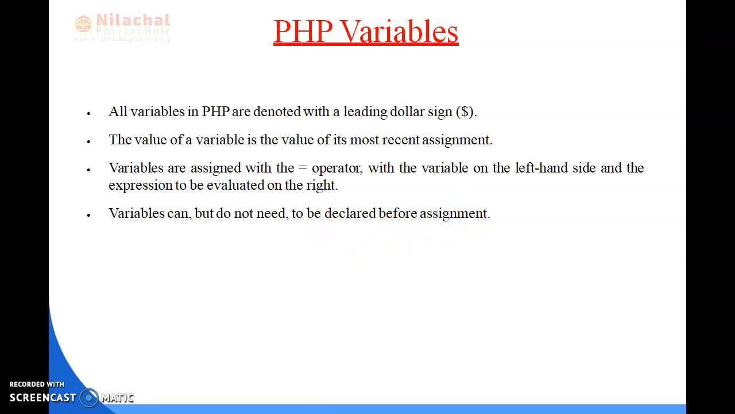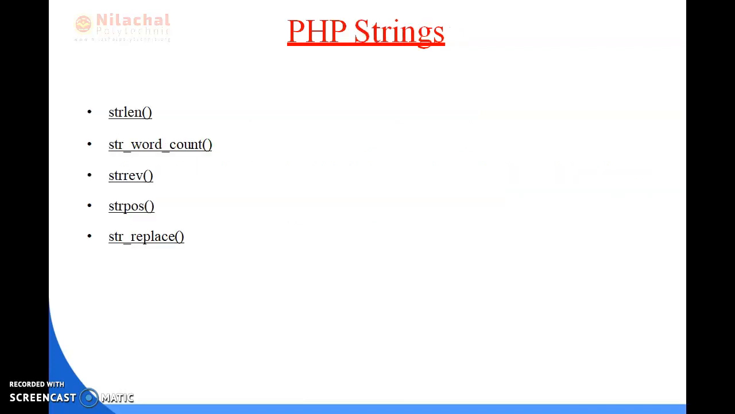A variable name must start with a letter or the underscore character. A variable cannot start with a number in PHP. A variable name can only contain alphanumeric characters and underscores. So these are all about the variables in PHP. Okay. Next is PHP strings.